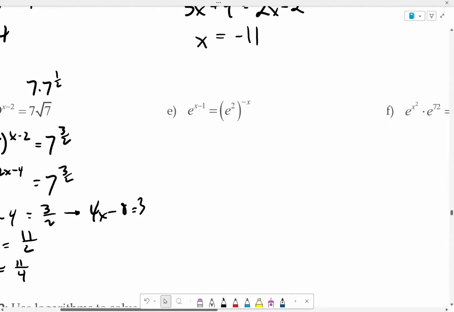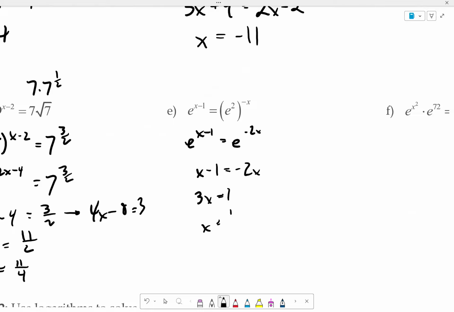E has e's in it. Was this one easy? Yeah, I don't know why this is next. It seems like kind of a step back in terms of rigor. If x minus 1 equals negative 2x, I'm going to move the 2x over, so I have 3x equals 1 and x equals 1/3. Does that match yours?